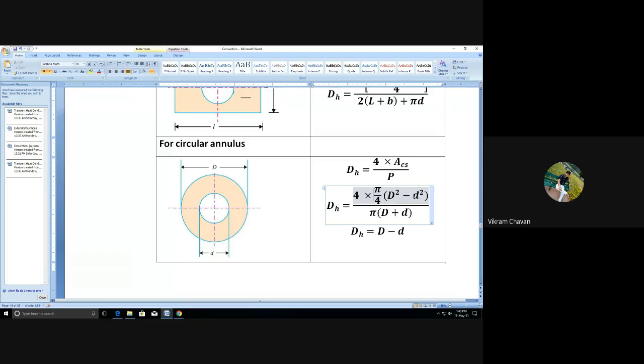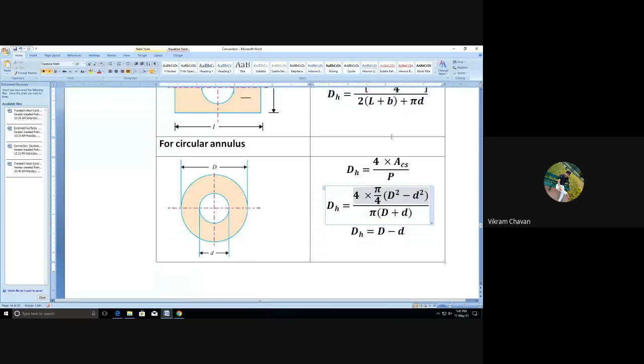And we know that capital D square minus small d square, we can write as (D plus d) in one bracket and (D minus d) in another bracket. So D plus d will be cancelled with the denominator, and in case of a circular annulus, we'll get the hydraulic diameter or the characteristic length as capital D minus small d. So in such a fashion, we have to determine the characteristic length for the various geometries, where we can use this particular characteristic length further in the calculation for the convection, or for fluid mechanics calculation purposes.